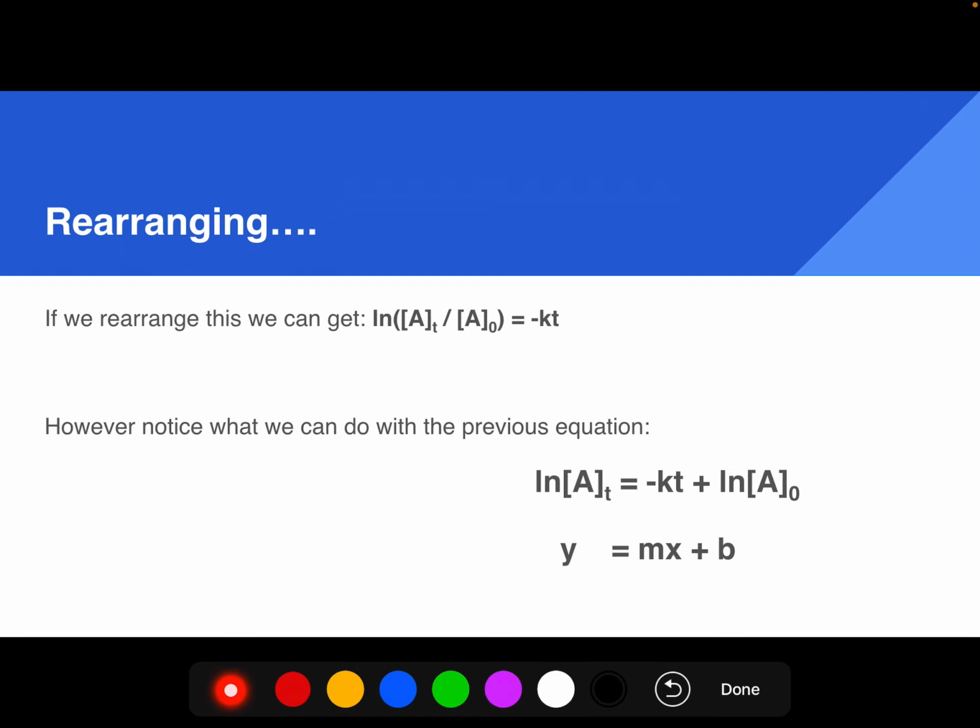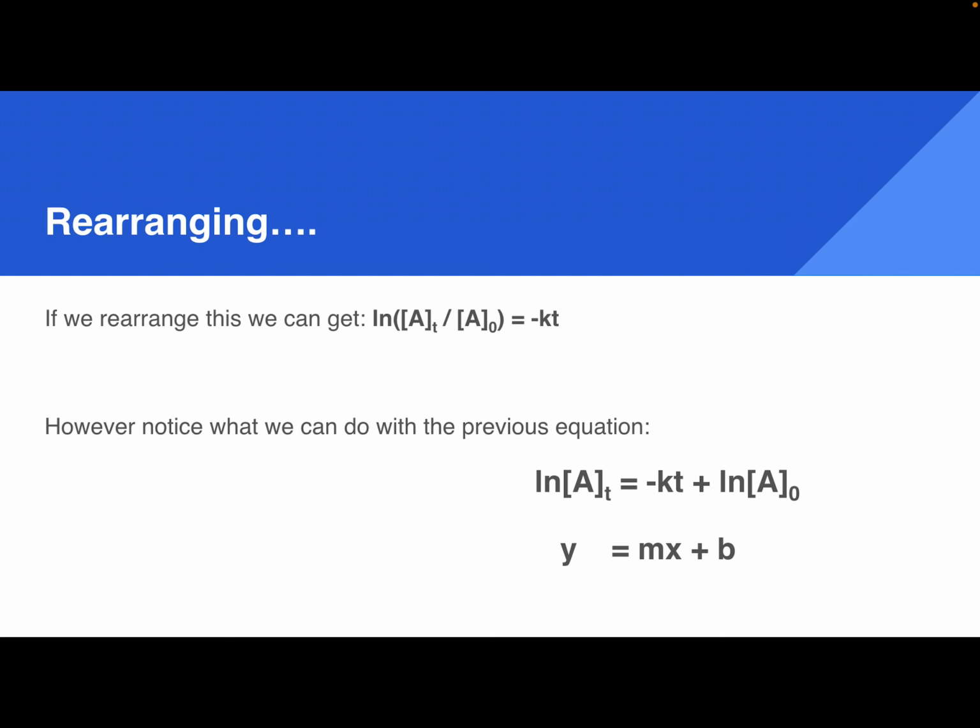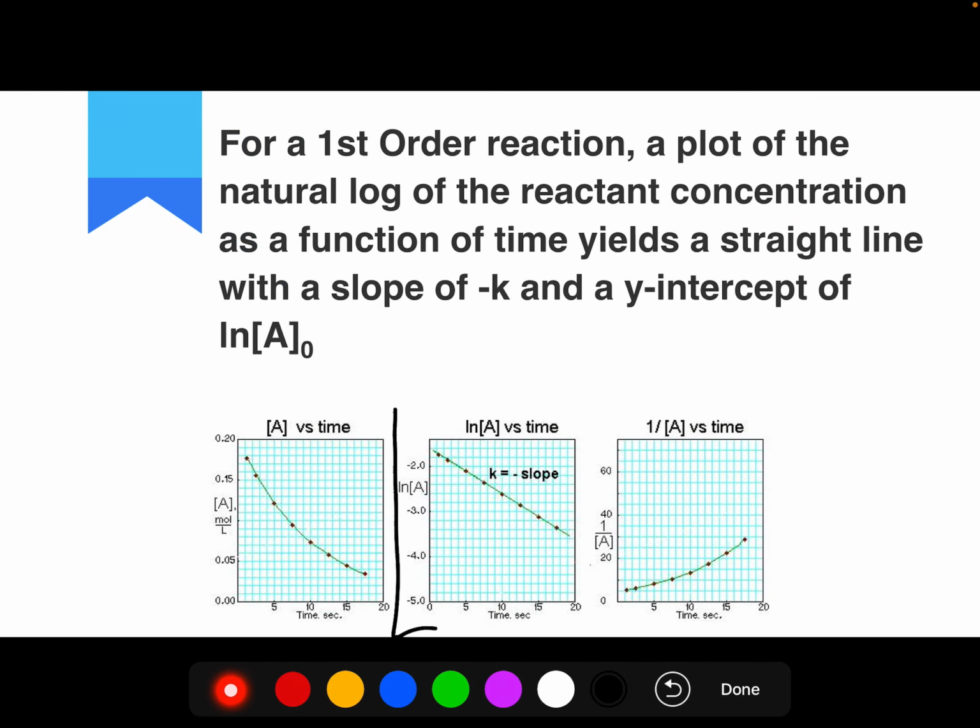Remember all of those graphs that I showed you earlier? It had, for each order, a different graph that would make a straight line depending on what values you're graphing. So for zero order, concentration versus time gives you a straight line. For first order, the natural log of the concentration versus time will give you a straight line. So you end up with this right here.